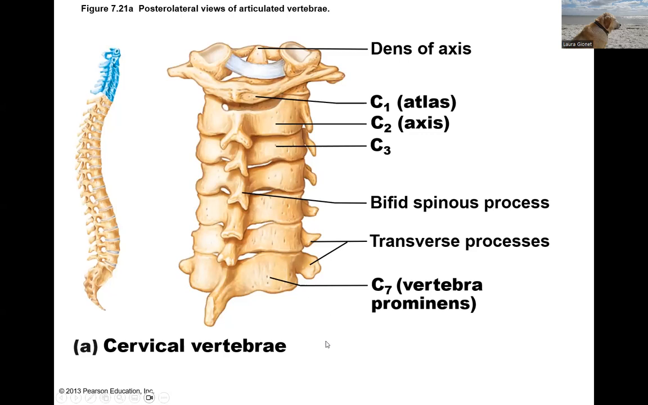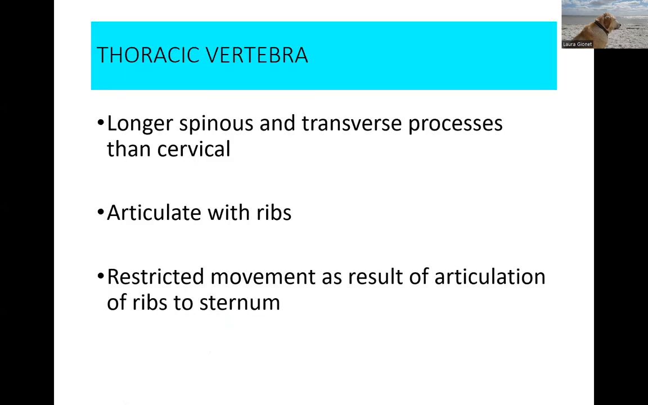All the remaining vertebra are very typical looking cervical vertebra with a body, transverse process, transverse foramen, spinous process, vertebral foramen. Right, thoracic vertebra have long spinous processes, which helps you identify and distinguish a thoracic vertebra from a lumbar vertebra. They articulate with ribs, and they have restricted movement as a result of articulating with the ribs and then ultimately the ribs to the sternum.